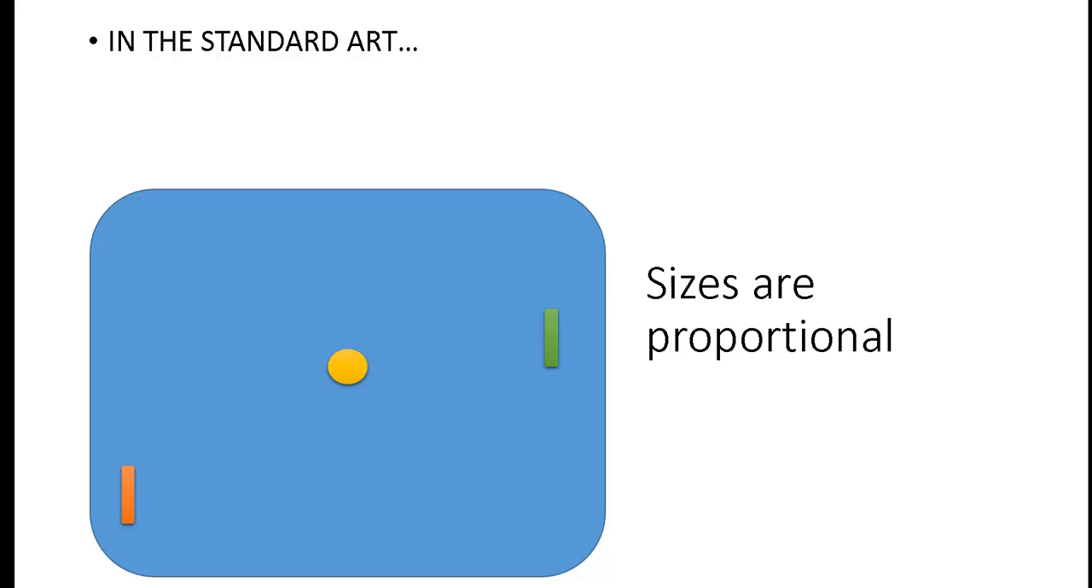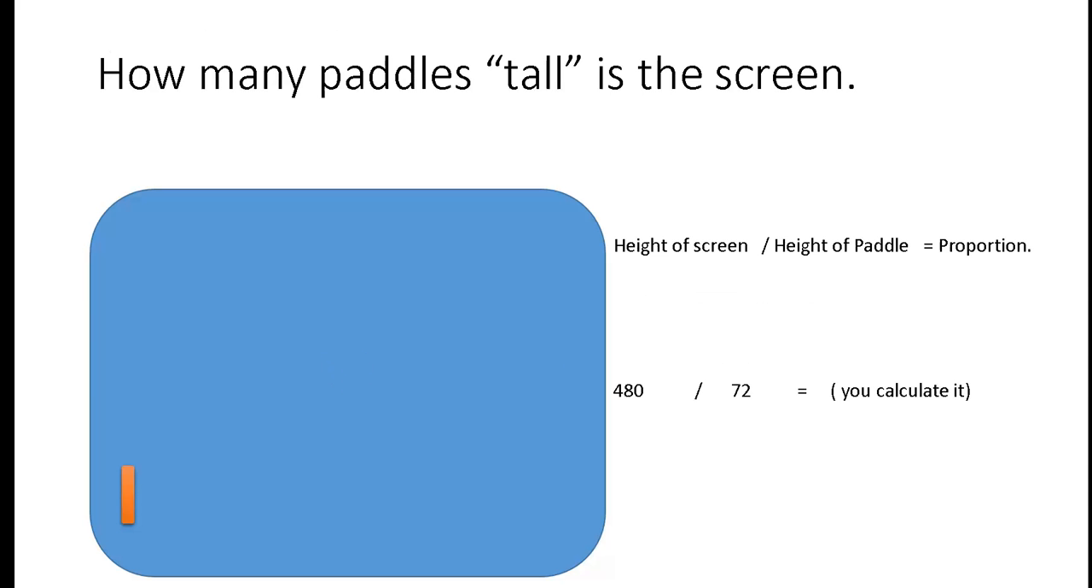What are the major art elements we have in our ball and paddle style game? We have a couple of paddles that are ideally about the same size, a ball, and the background art. So let's think about this. Just like we talked about Hogarth with the Iron Giant, how many paddles tall is the screen? What is the proportion? So if we were to take 480 and divide it by 72, and you can use your calculator for something like this to figure out the proportion.